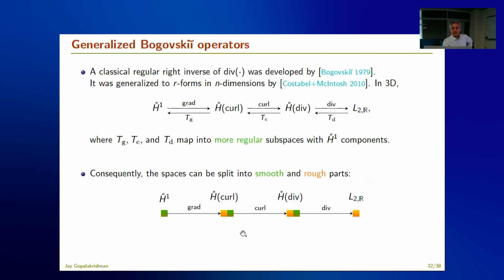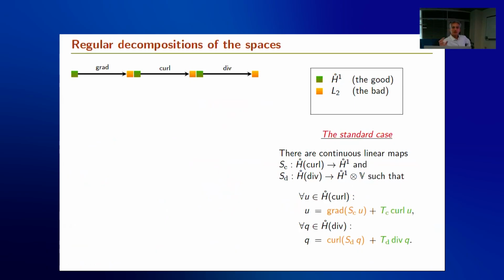Okay. And how do we get this? What we typically do is, for example, for H-curl, we apply the curl operator, and once we apply the curl operator, the bad part is not seen by the curl operator. So going there and then coming back through the right inverse gets me something in the green box. That's how we construct these stable decompositions or regular decompositions.